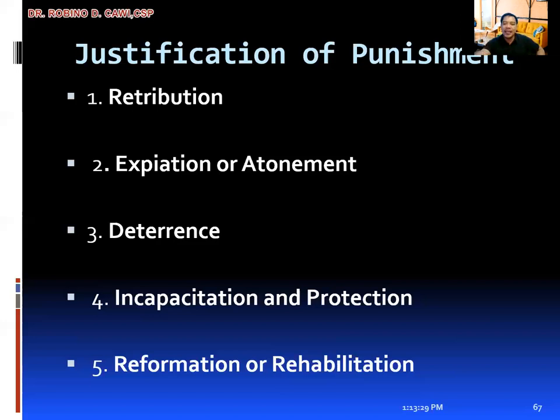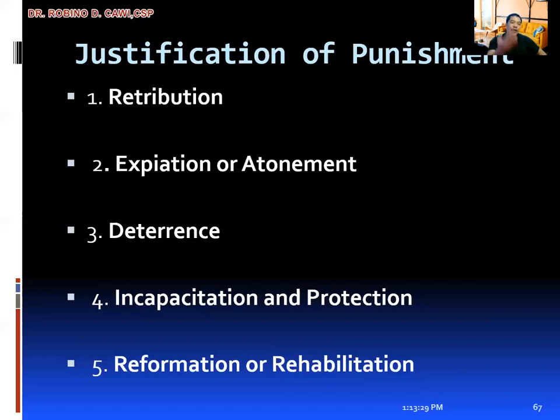And then, of course, we also have incapacitation and protection. Who will be incapacitated? It is the criminal offender. Who will be protected by the incapacitation of the offender? It is the community. Incapacitation, in the sense that we are removing one element of crime, and the element of crime we are removing is the opportunity to commit the crime. As far as incapacitation is concerned, the basic approach the government takes is putting offenders inside the prison. Will that prevent them from committing crime? The answer to that question is yes.